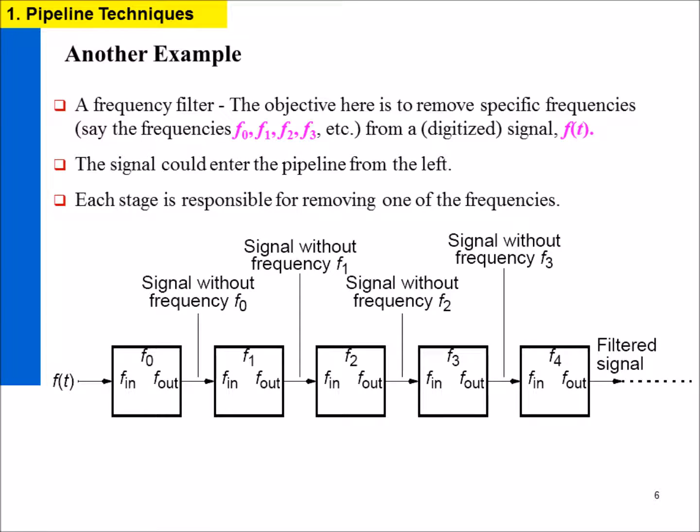Here is a picture showing the scenario I just described. The signal could enter the pipeline from the left as shown in this figure, and each stage is responsible for removing one of the frequencies. So as you can see from the diagram, after the first stage F0, the signal will be without the frequency F0. Then after the next stage, the signal will be without frequency F1, and so on. And at the end, you get the filtered signal out.